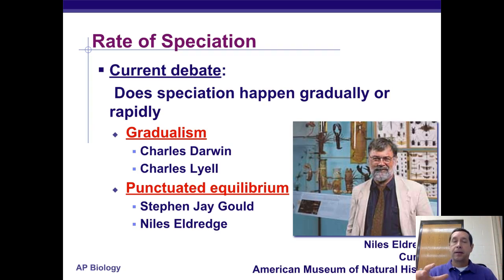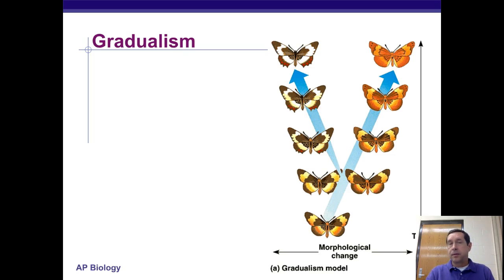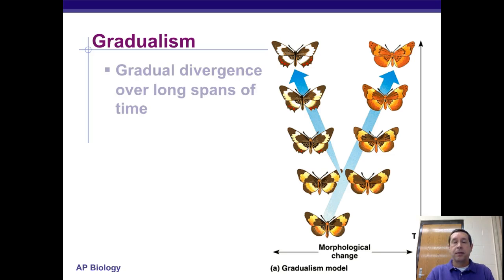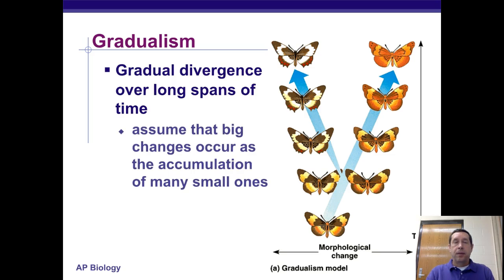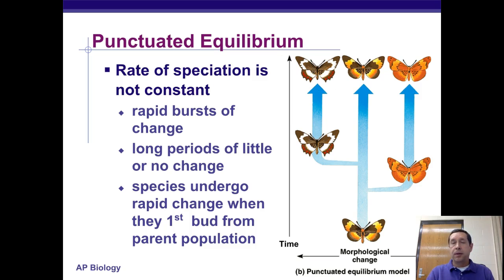And they've come up with the idea where you have long periods of stasis where there's not a lot of evolutionary change because the environment's pretty stable. And then the environment changes and we get this rapid burst of evolution. This is kind of what we would expect with the gradualism model: big changes occur as an accumulation of many small ones adding together. Punctuated equilibrium: rapid bursts of change, long periods of stasis or no change. Species undergo rapid change when they first bud from the parent population.